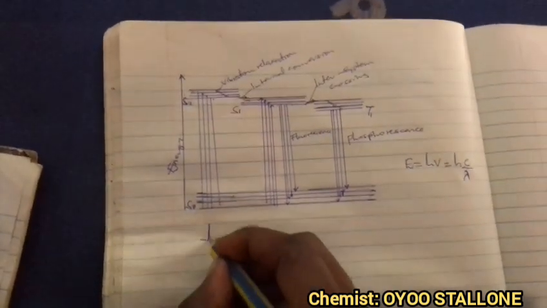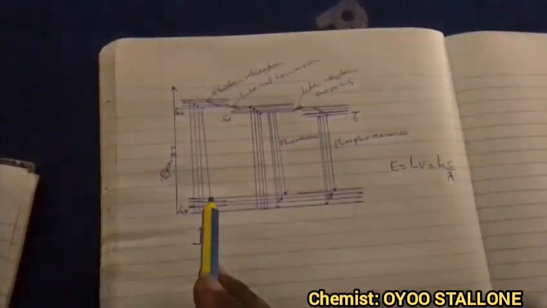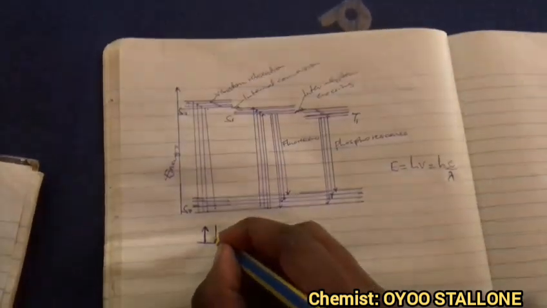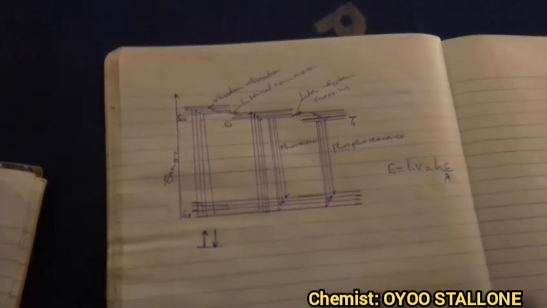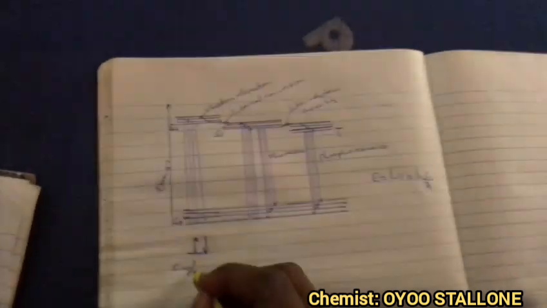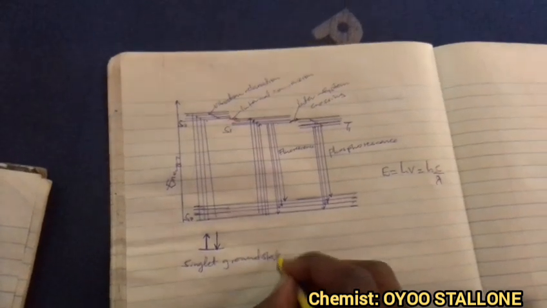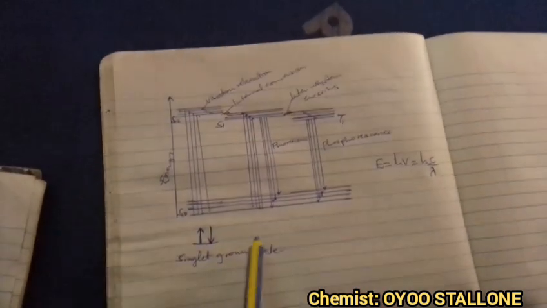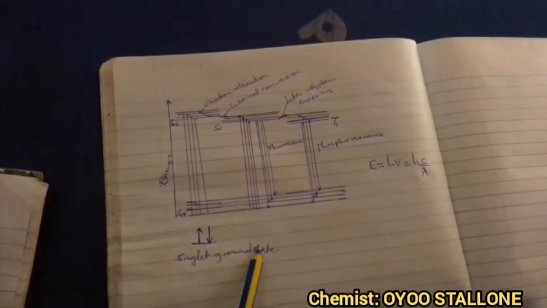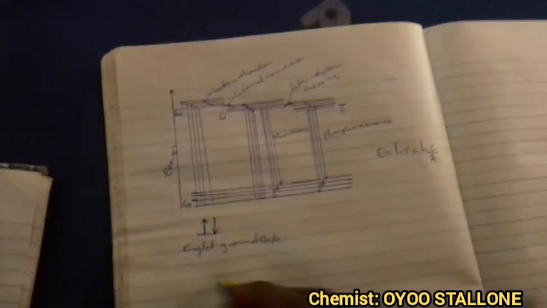So we've got this one, that is spin up and spin down. So in the singlet ground state, here in the singlet ground state we have what we call the spin multiplicity.